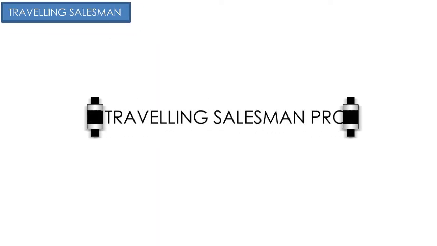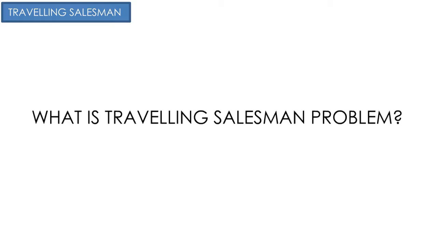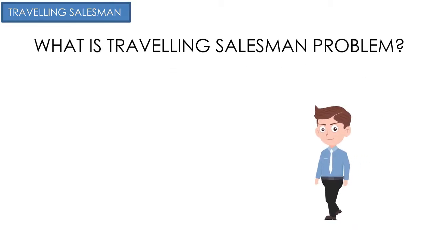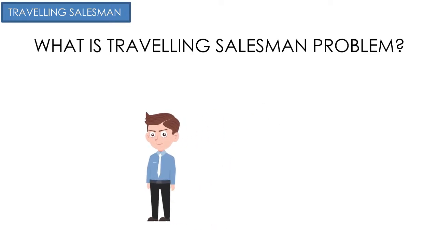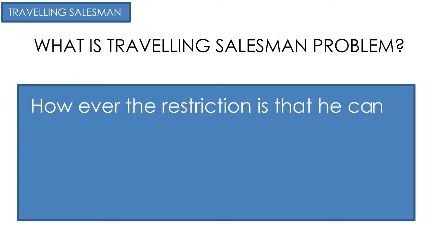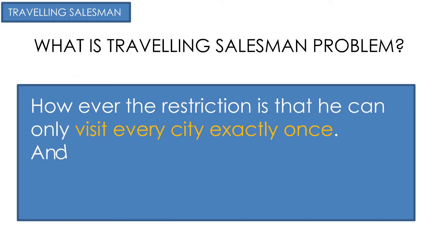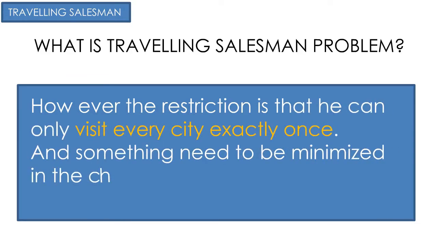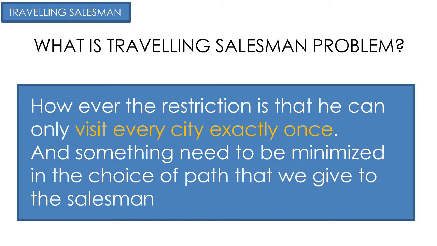In this tutorial video, let us understand about the Travelling Salesman problem and solve it using Google Colab. First, let us understand what the Travelling Salesman problem is. To understand it, let us assume we have a salesman, and he wants to travel to a certain set of cities. However, the restriction is that he can only visit every city exactly once, and something needs to be minimized in the choice of the path that we give to the salesman.